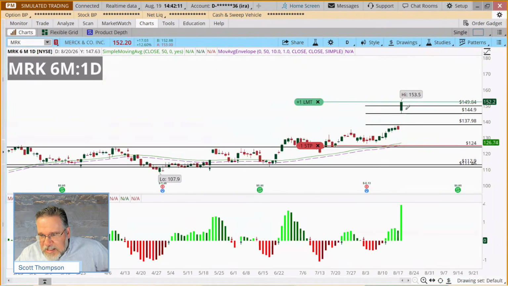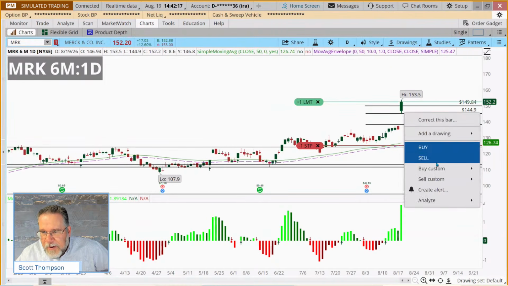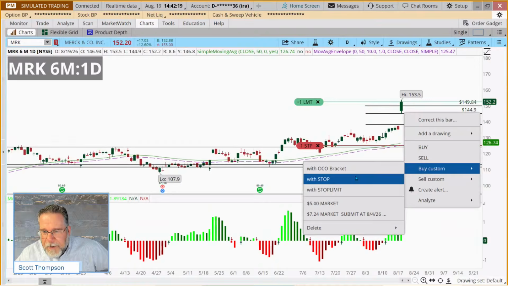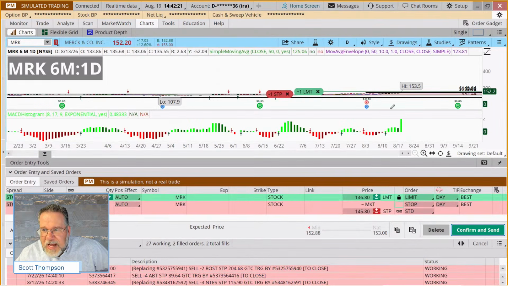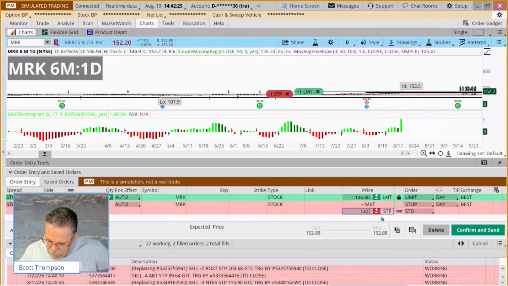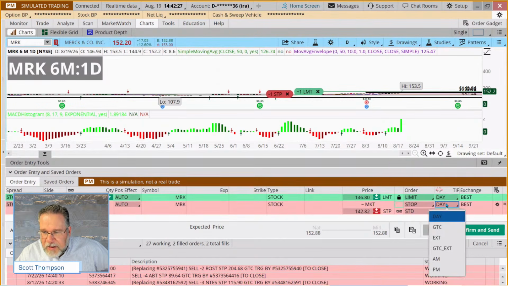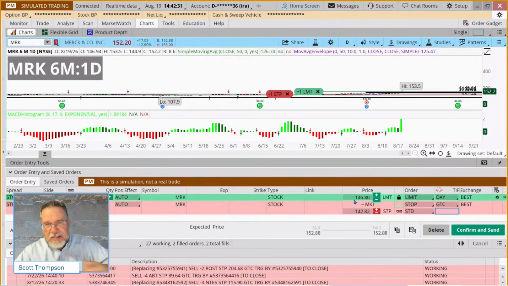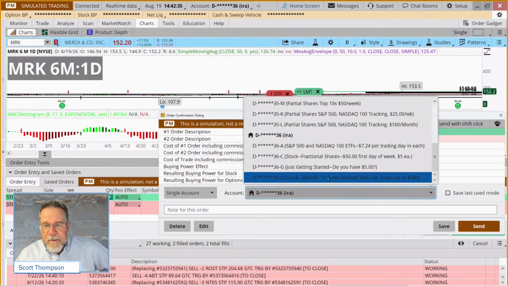But I'm also going to set another order basically near the open today. So I'm going to right click right here, buy custom with stop. And we're going to use that same stop, 142.82. Good till canceled. And if it pulls back, then we'll add another share, and that will basically complete our $500 order. That makes sense?